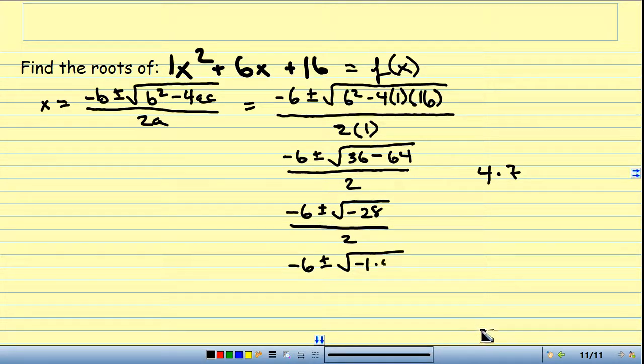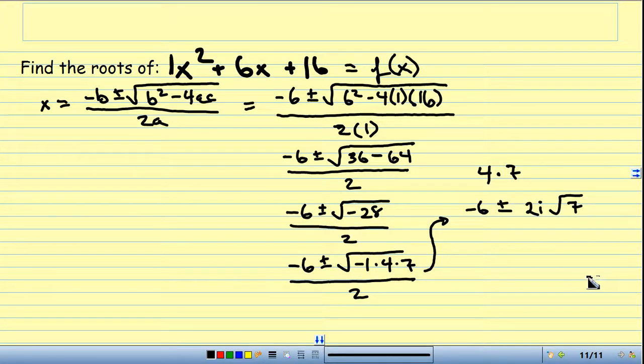negative 1 times 4 times 7. Well, I can take a square root of negative 1. That's i. So I have negative 6 plus or minus i, because square root of negative 1 is i. Square root of 4 is 2, so it's 2i. And then I have square root of 7 still inside the square root, and that's all over 2. I can split this numerator up. So I have negative 6 over 2 plus or minus 2i root 7 over 2.